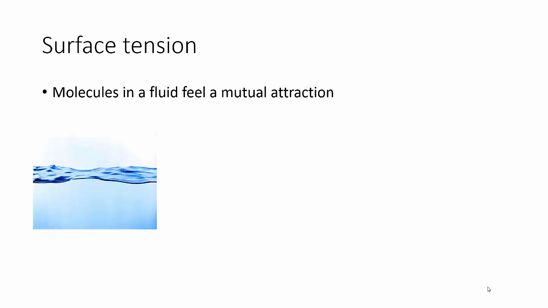So if we have something like this water here, you have the water molecules in the water that are surrounded by other waters, and then on the surface some molecules are attracted to the water that's here, but there is no other water on the surface of the water.